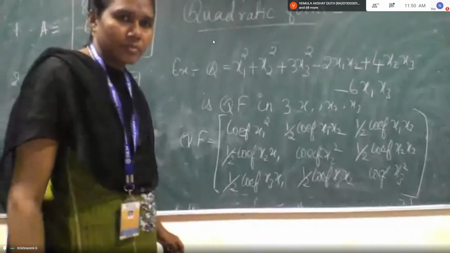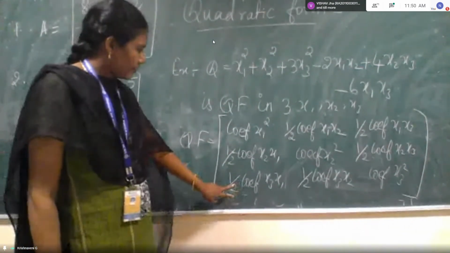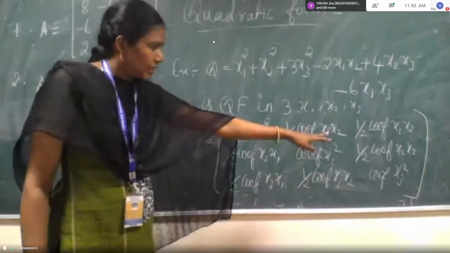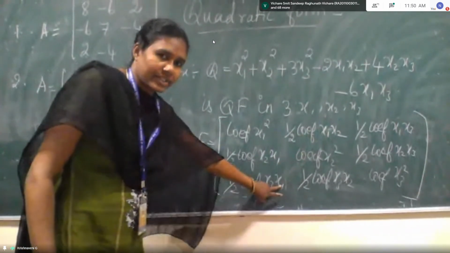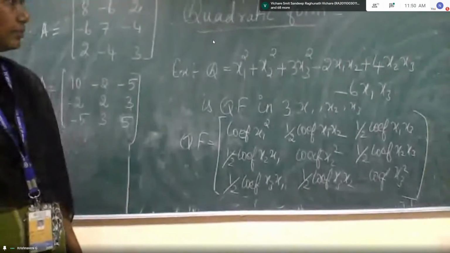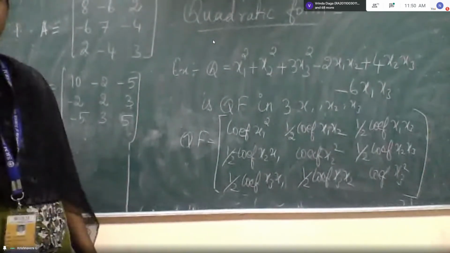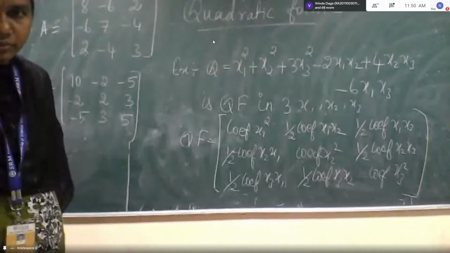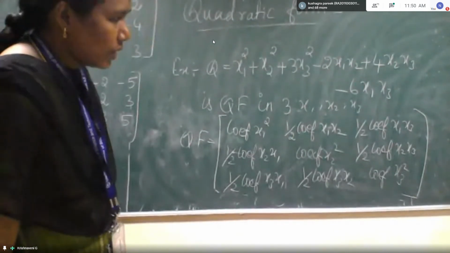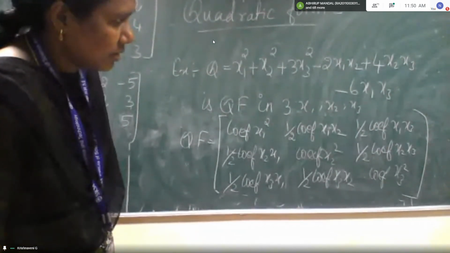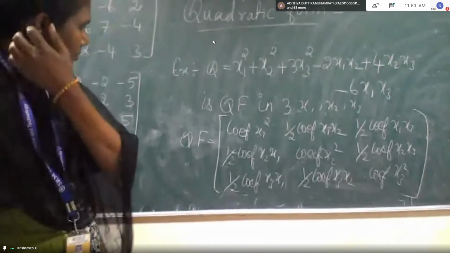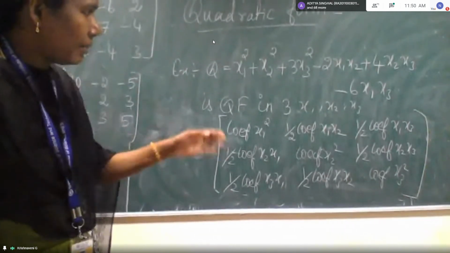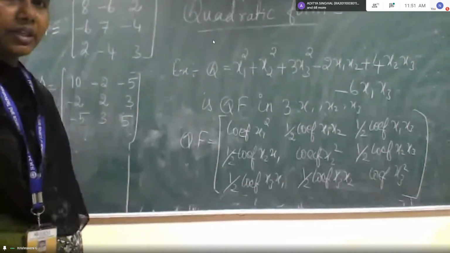Second row, first element. Second row, second element. Second row, third element, that is x2, x3. Second row, that is x2; third element, that is x3. Third row, first element is x3, x1. 1 by 2 will come except for the diagonal elements, in all the remaining elements only.